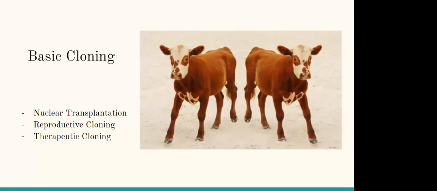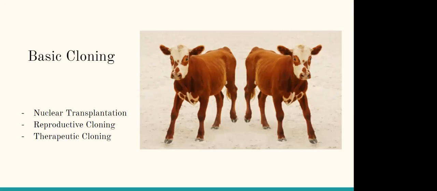Reproductive cloning, which is where the nucleus of an egg cell is removed and replaced with the DNA from a mature cell of another organism. This modified egg is then implanted in a surrogate mother, who then gives birth to an organism that is the exact clone of the organism whose DNA was extracted.